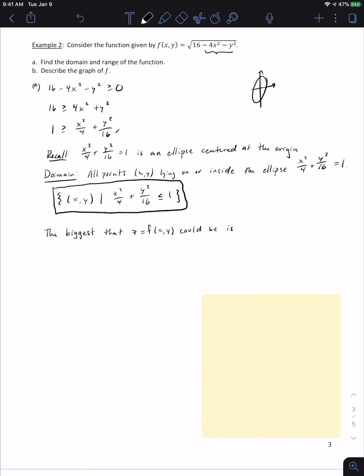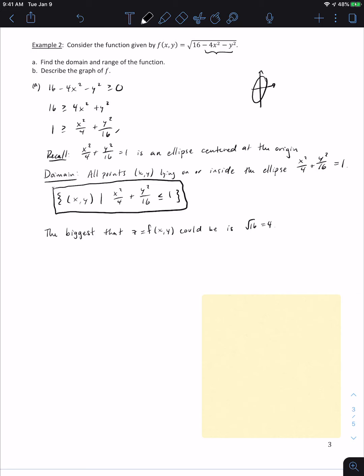So in this case, the biggest value that my z, or my f of x, y, could be would be 16, and that would correspond to when I have x and y equal to 0, right? Any other value I plug in for x and y will give me a number smaller than 16 because I'm subtracting it from 16 and then taking the square root, right? And so I should apologize. The biggest my z could be would be the square root of 16. So the biggest that z equals f of x, y could be is the square root of 16, which is 4.